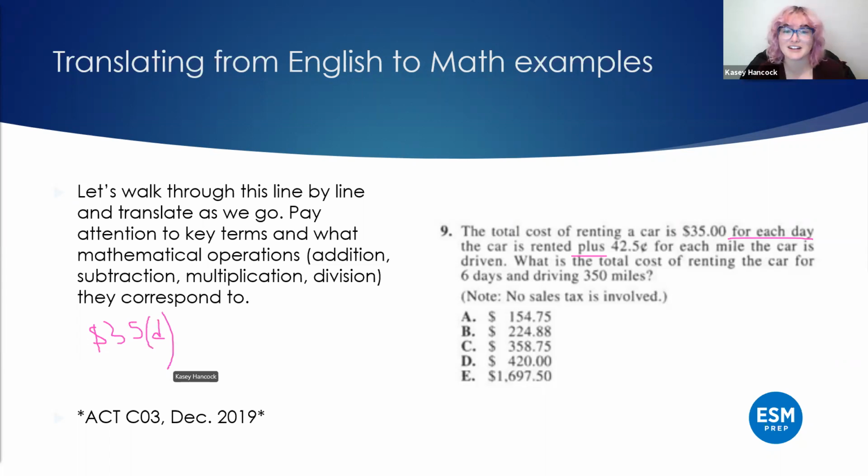You have much better handwriting on this than me. And then we have plus, so that's obviously we've got addition there. And then we've got this 42.5 cents and then another for each. So we've got plus and since we did 35 as a whole number, we've got to do 5. And then we've got another for each, so we've got another multiplication there.